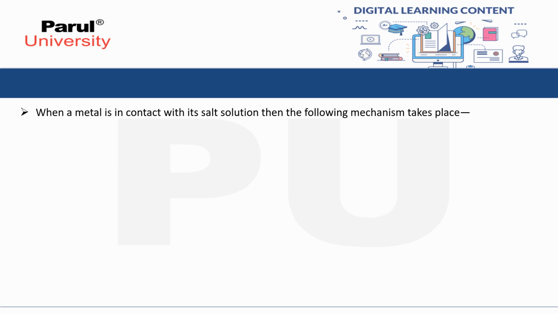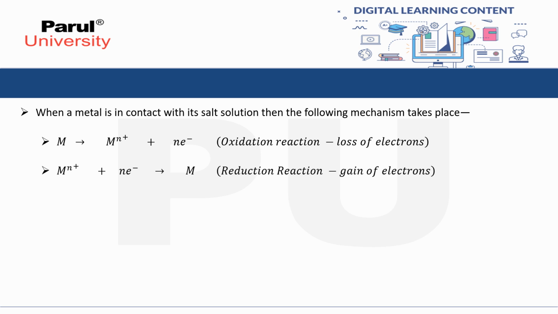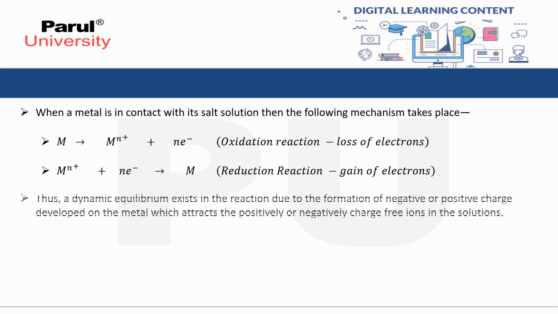So when a metal is in contact with its salt solution, the following mechanism takes place. It loses electrons and forms a positive ion, which is called an oxidation reaction. On the other side, the ion will accept this electron, gain the electron and form the single metal, which is called a reduction reaction.